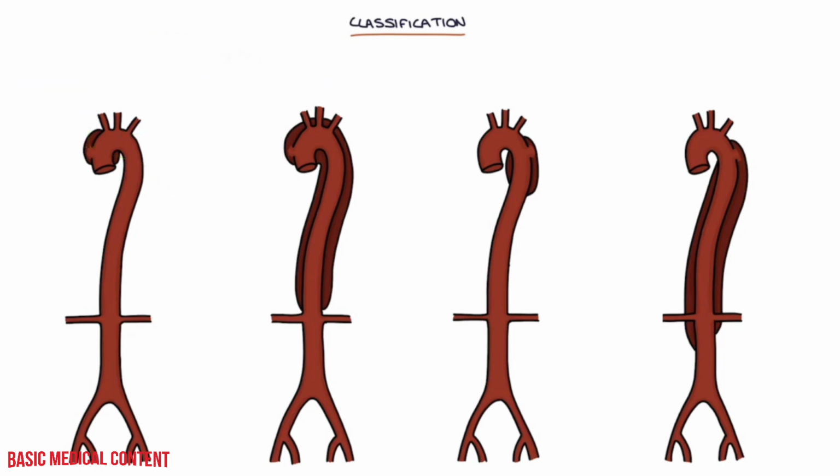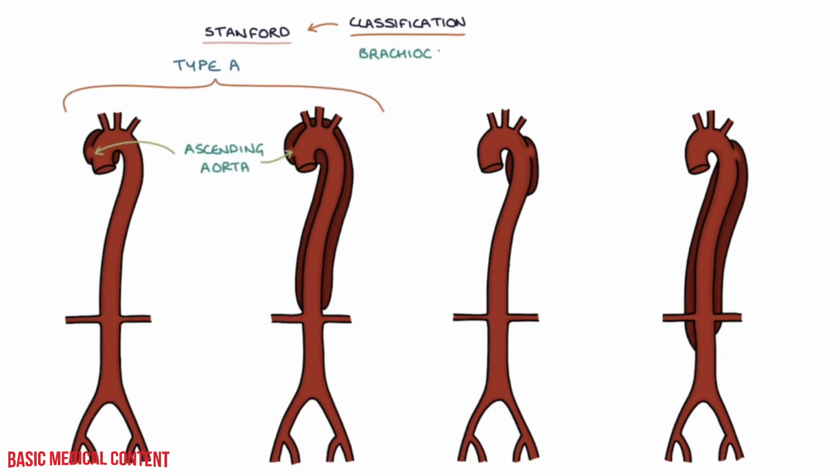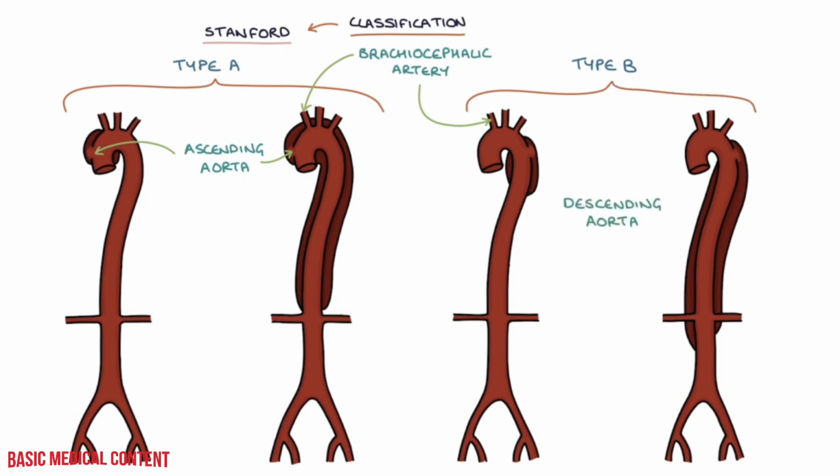There are two classification systems: the Stanford system and the DeBakey system. With the Stanford system, a type A dissection is when the dissection affects the ascending aorta before the brachiocephalic artery. A type B dissection refers to when the dissection affects the descending aorta after the left subclavian artery.